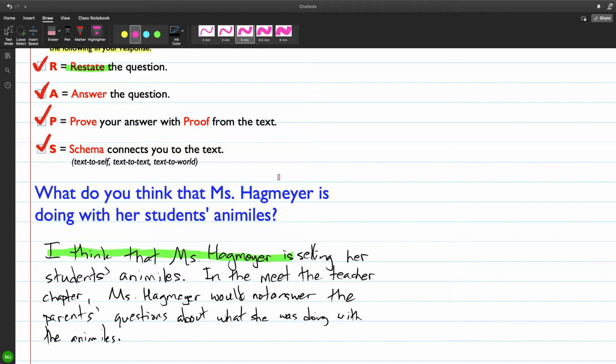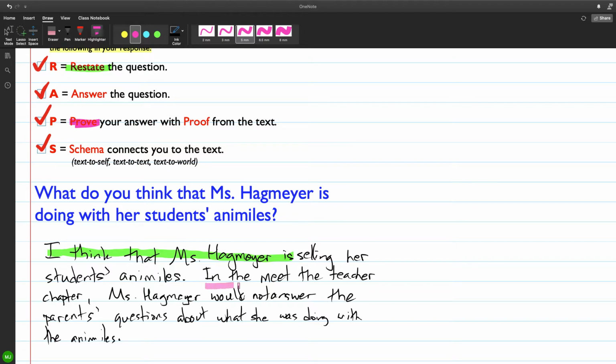In the Meet the Teacher chapter, Ms. Hagmeyer would not answer parents' questions about what she was doing with their house. So that's not the answer part, although it's part of, everything's kind of the answer. That's not the answer part though. That's actually the, Brendan? Isn't that the proof? That's the proof. That's exactly right. Does that make sense? Okay.